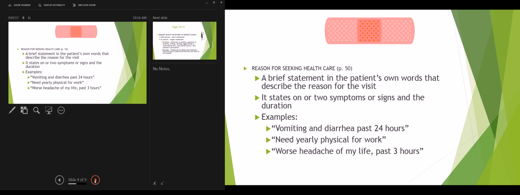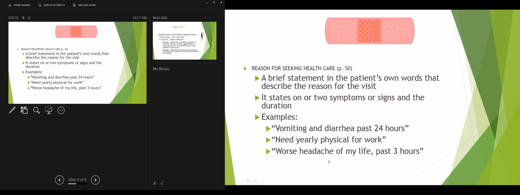The next section is the reason for seeking health care, and it talks about that on page 50 in your book. And usually this is just a brief statement in the patient's own words about what brought them there. It has to do with the sign or the symptom, and basically a short statement. Now, since you are doing this on a well person, please pick a well person, then it would be something as simple as need yearly physical for school, or completing yearly physical for work. I mean, just something simple.